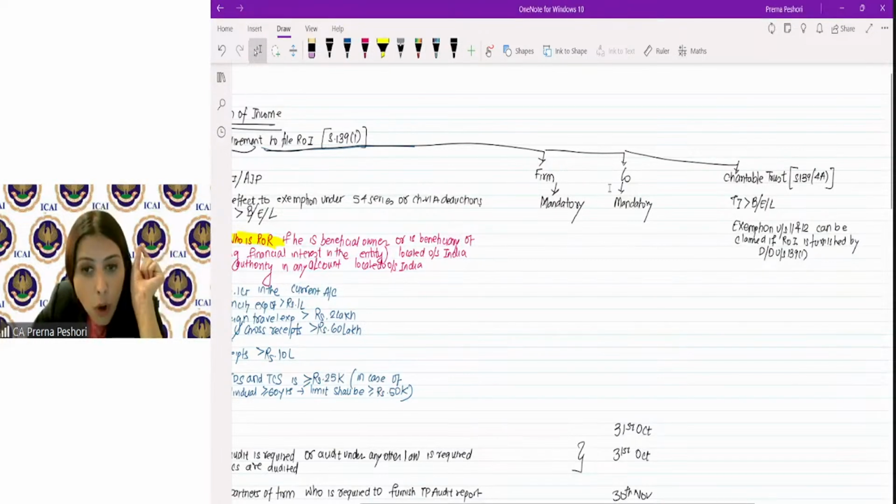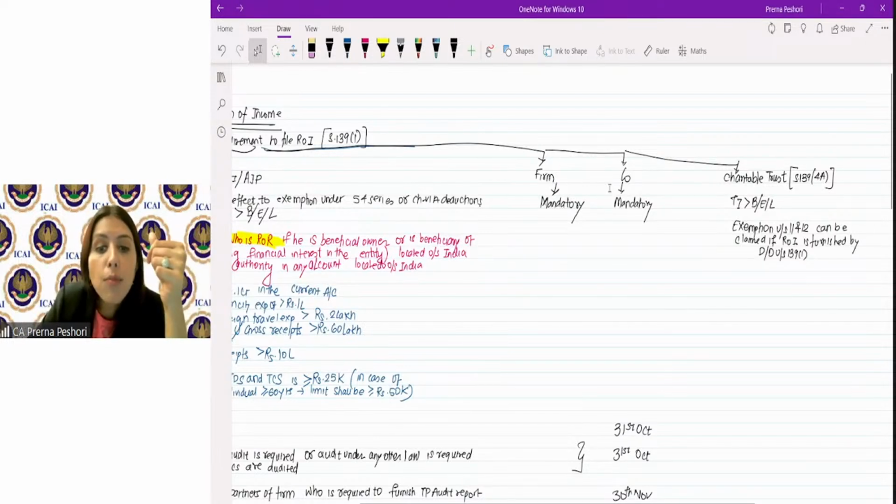And in case you do not furnish the return of income by the due date, as I said, you will not get the benefit of the deemed application if you accumulate the income. So you will not get the benefit of the accumulation of the income, and then you will not have the deemed application. So in case you do not furnish the return of income, the benefit of accumulation will not be available to you. Yes or no? Is it clear, students? Yes.